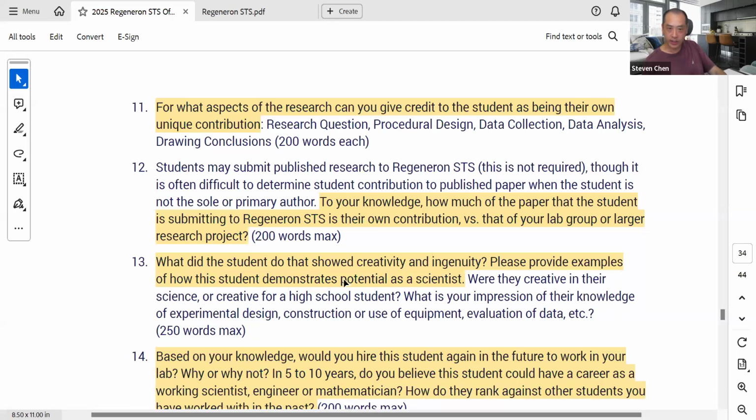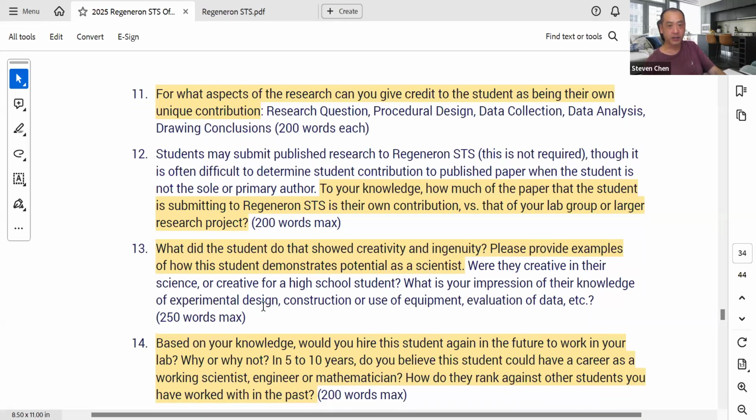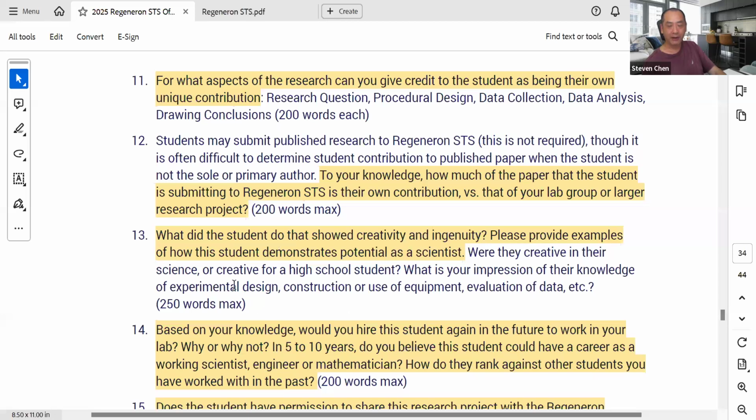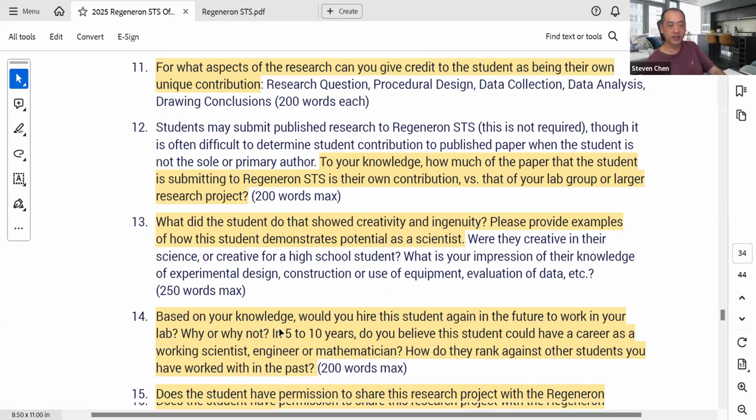Question 13, what did the students do that showed creativity and ingenuity? Please provide examples of how the students demonstrate potential as a scientist. Okay, again, your mentor needs to provide the details to prove this.